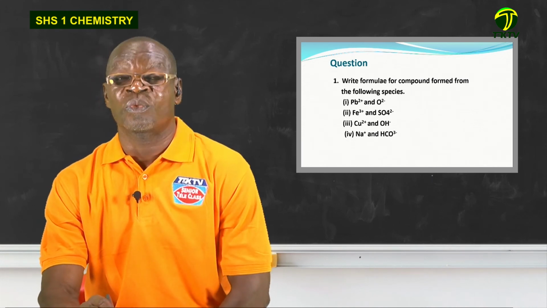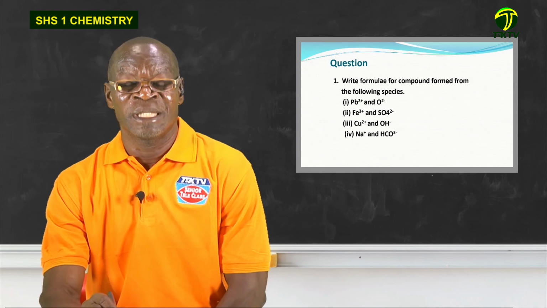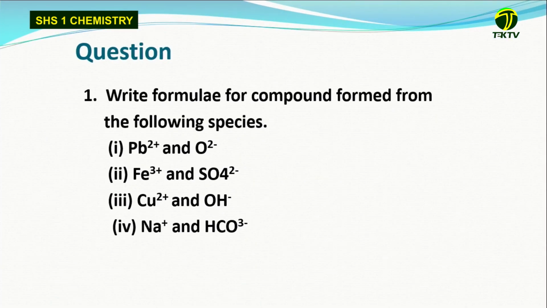So let's look at this question, and then I'll give you just 1 minute to give me the answer. Question 1 is, write formulae for compounds formed from the following species. (i) Pb2+ and O2-. (ii) Fe3+ and SO4 2-. (iii) Cu2+ and OH-. (iv) Na+ and HCO3-. It's supposed to be HCO3, so put the 3 there so that you can give me the formula. So it will be Na+ and HCO3-. So that is for (iv).